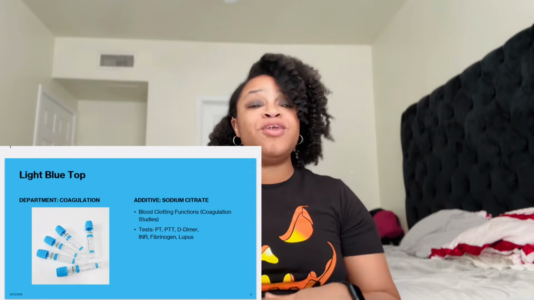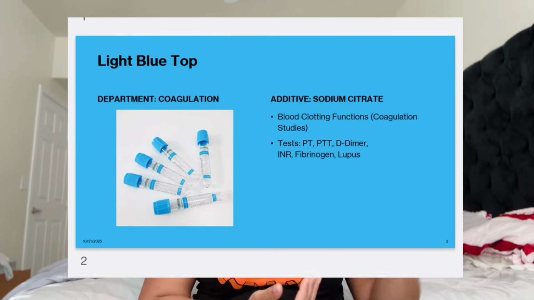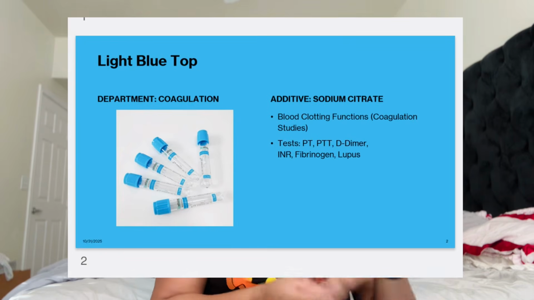And underneath our blood cultures is going to come the light blue top, which is going to be your sodium citrate tubes. This is for the coagulation department, which pretty much is going to deal with all of the blood that is not clotting. So the additive in the light blue top is sodium citrate. That is the additive for the light blue top.